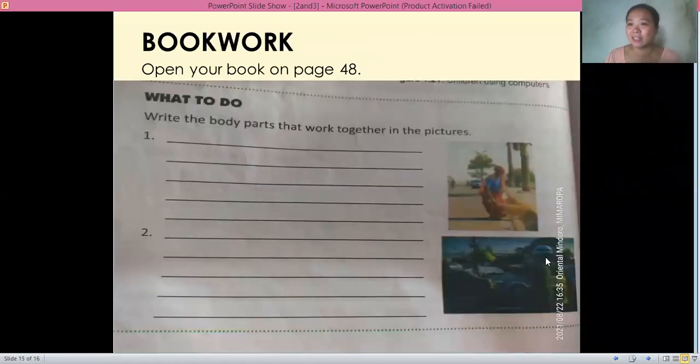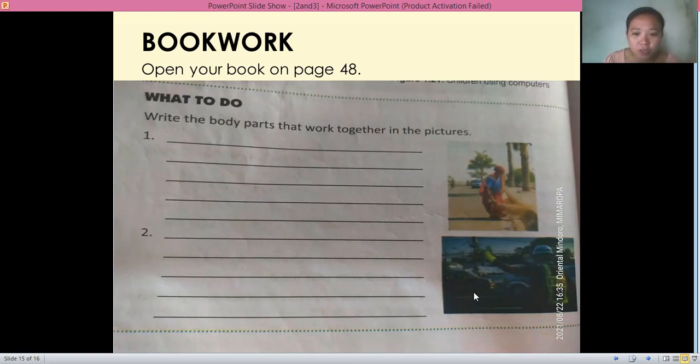Now, please get your book and open it on page 48. So what are you going to do? Write the body parts that work together in the picture. So we have here a street sweeper. What are the body parts that the street sweeper uses to clean the area? But what are the body parts or sense organs that work together?